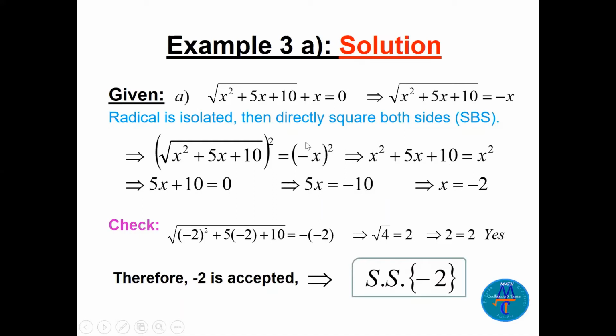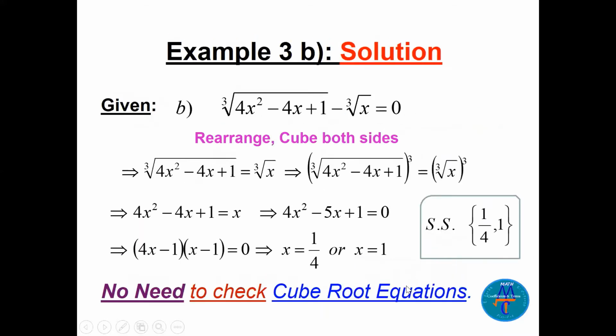Remember, squaring here, the index is even 2, you have to check. Now it's okay now, so the solution is minus 2. Now the second one, cube root. Cube root, isolate, rearrange it, take this on the other side, cube both sides, see all the side, put the whole bracket, cubed. Now this becomes, this one is equal to x.